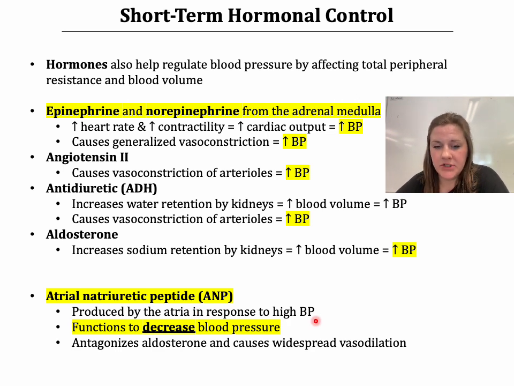So if there's high blood pressure, that's going to be felt by the heart. That's going to increase the afterload, increase the back pressure on the heart, and that stimulates the atria, and they release this atrial natriuretic peptide to help counteract that. So it functions to decrease blood pressure. It antagonizes aldosterone, the sodium-retaining hormone, and it causes widespread vasodilation to help quickly reduce blood pressure. But notice how that's different than the rest of these here. The ones listed above function to increase. Atrial natriuretic peptide decreases blood pressure.